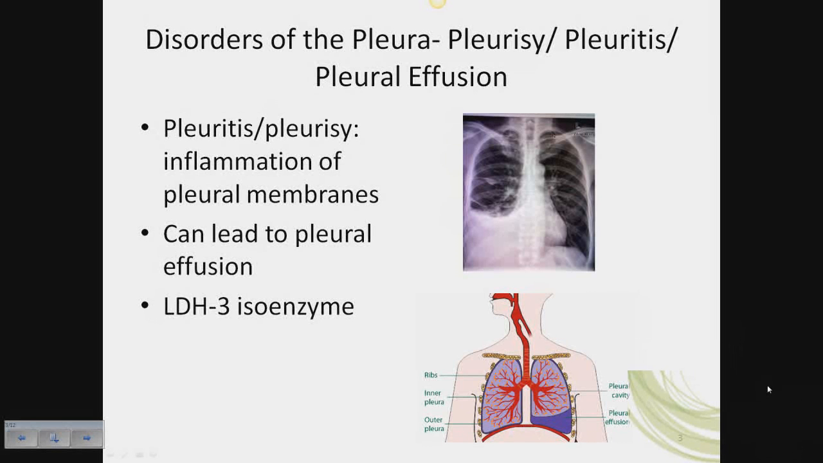Alright, so what is pleuritis or pleurisy? Well, those two are basically referring to inflammation of the pleural membranes. But it's the inflammation of the pleural membranes that can lead to pleural effusion, which is fluid accumulating in the pleural space. Now, we've heard this type of situation before.